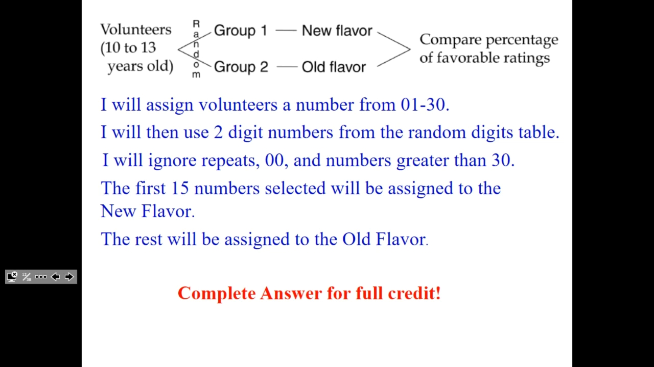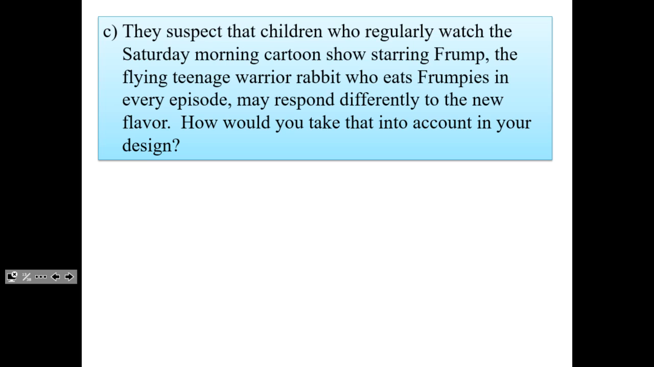Okay? If you skip out how you do the random assignment, you're partially there, but you have to tell me how you plan on doing it. And it needs to be a legitimate process for a random assignment. Now, next thing is now they think actually kids who watch the Saturday morning show with Frump, the flying teenage warrior rabbit who eats Frumpies in every episode, they think those children may respond differently to new flavor. So how do we account for that?